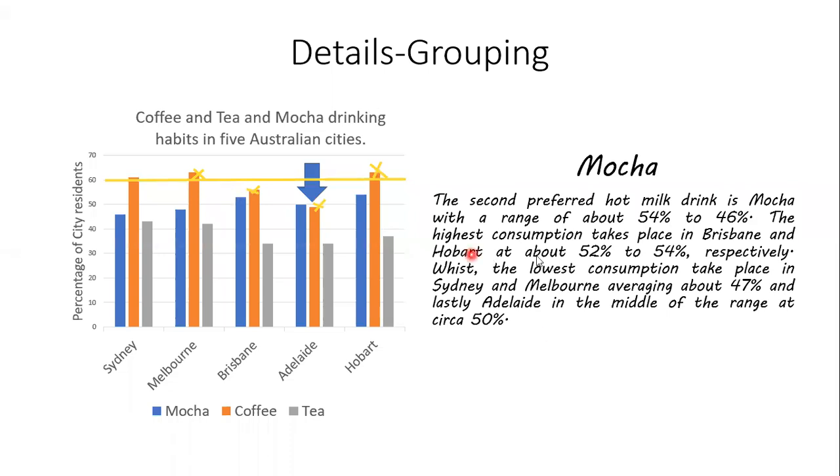Okay, so you can see Brisbane is over here. And Hobart at about 52% to 54% respectively. Oh, sorry, I missed that. So the highest point takes place in Brisbane and Hobart at about 52% to 54% respectively. Whilst the lower consumption takes place in Sydney and Melbourne, averaging about 47%. And lastly, Adelaide in the middle of the range at circa 50%. Another word for just saying approximately or about. Okay.